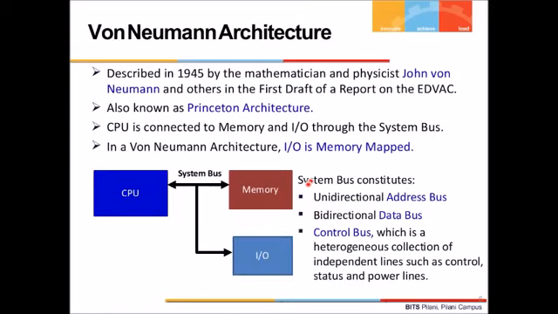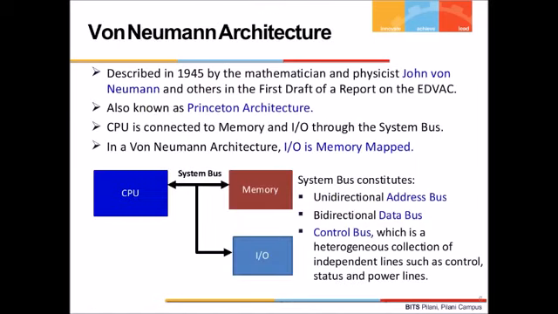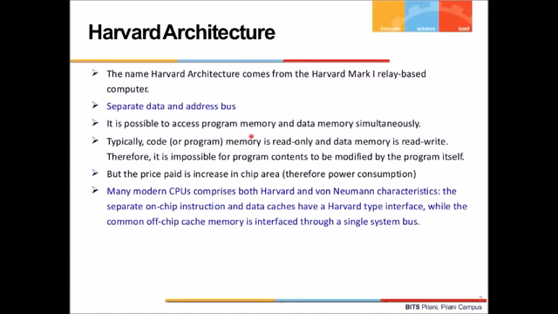You can see the system bus has one address bus, one data bus, one control bus. That is one bus. But in this case, there is a separate data bus and a separate address bus. So it is possible to access program memory and data simultaneously, thereby improving the speed. In von Neumann there is only one bus, so the address and data are multiplexed, whereas here there are separate buses, so you can access the data and program memory in parallel. Typically the code memory is read-only memory, and data memory is a read-write one.